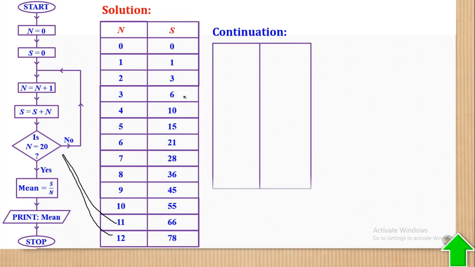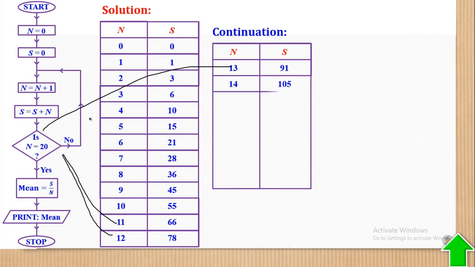So when I increment, I'll come up with 13, and new sum is 91. This one still gives you a decision of no, so increment, you get 14, new sum is 105. That one still gives you a decision of no.